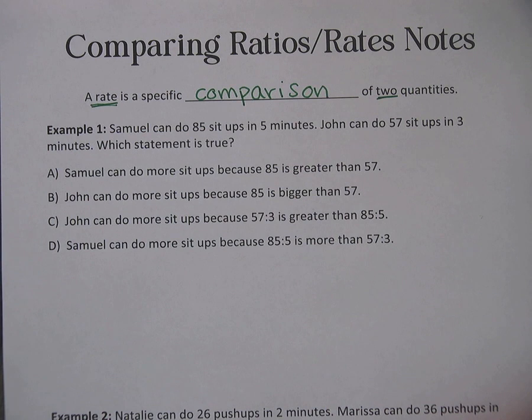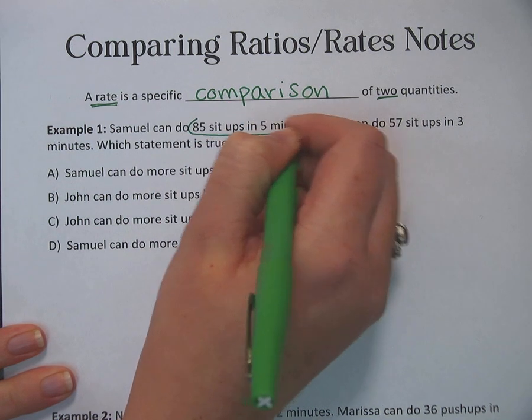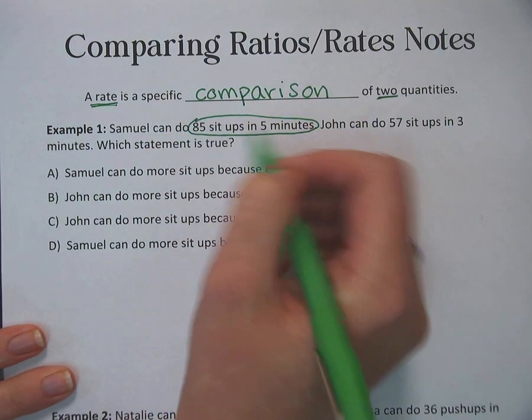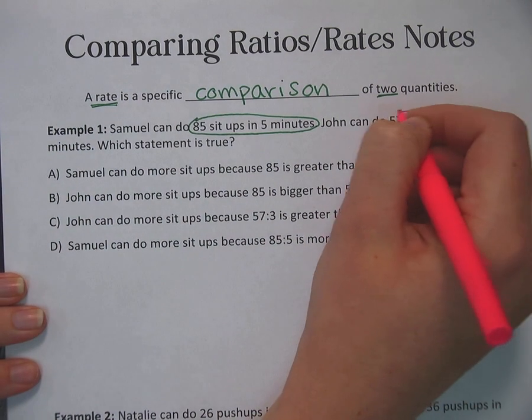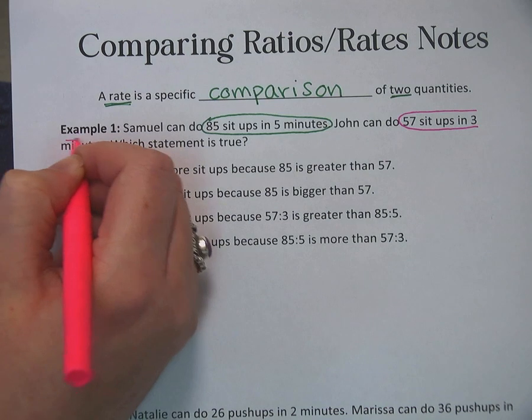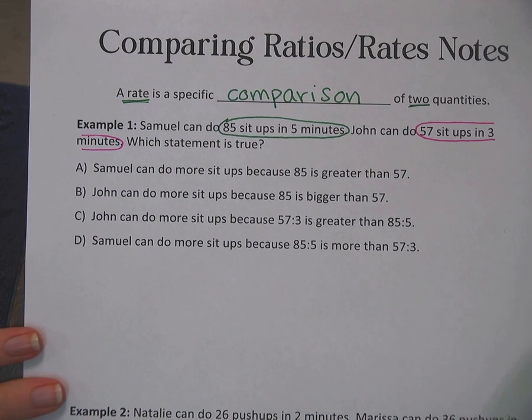Okay, so example 1 says Samuel can do 85 sit-ups in 5 minutes. John can do 57 sit-ups in 3 minutes. It wants to know which statement is true. So Samuel can do 85 sit-ups in 5 minutes. So that's our first rate. John can do 57 sit-ups in 3 minutes. So we are going to compare those two different things, okay? So it says which statement is true.